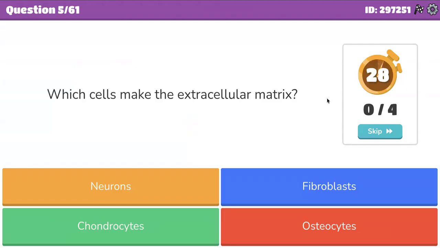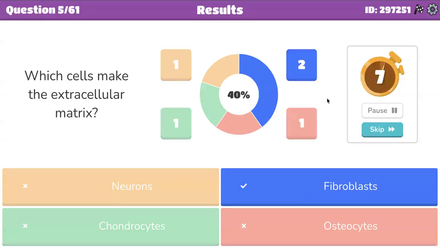Which cells make the extracellular matrix? Neurons, fibroblasts, chondrocytes, or osteocytes. It's a fibroblast. If you break down the word, blast means to create.